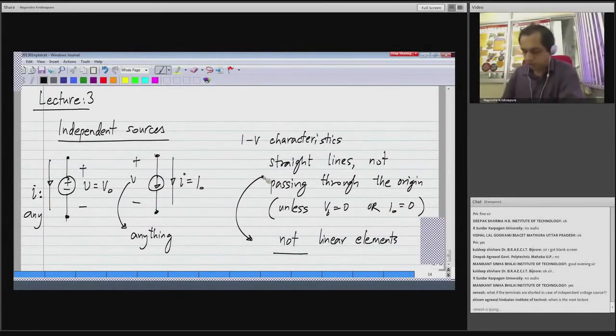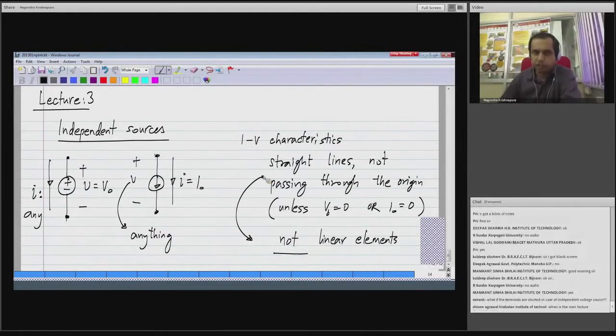Now, what is the definition of linearity? We said that linear elements obey superposition. In that sense, these will not obey superposition, because clearly the voltage across a voltage source will be equal to V0 no matter what current flows through it. So if you have two different values of current and add up the voltage source values, you will not get the resultant voltage when the sum of currents is passing through the voltage source. Similarly for the current source.